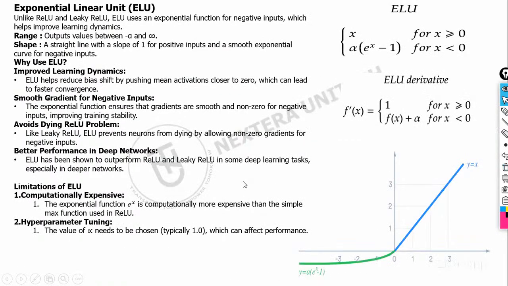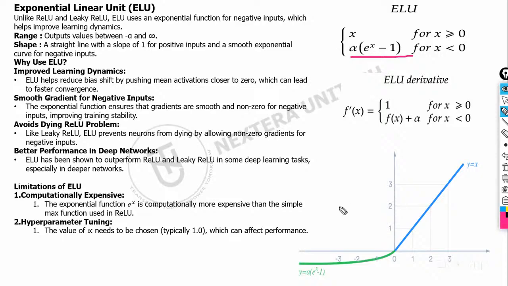Then we also have ELU, the exponential linear unit. When you say exponential linear unit, the formula changes. Probably here is the formula, the formula is given across here.